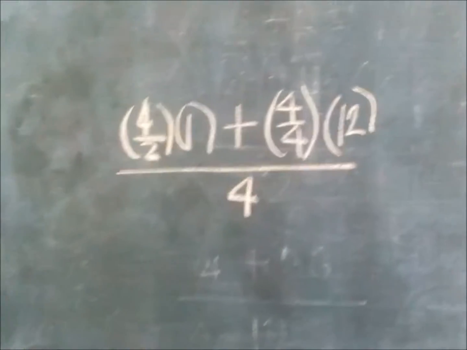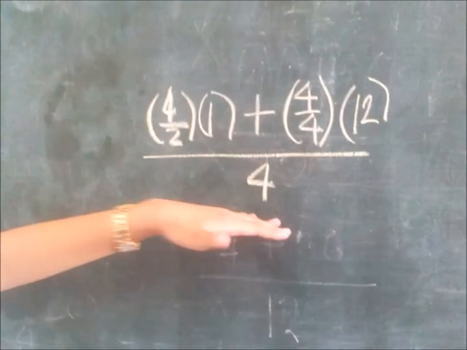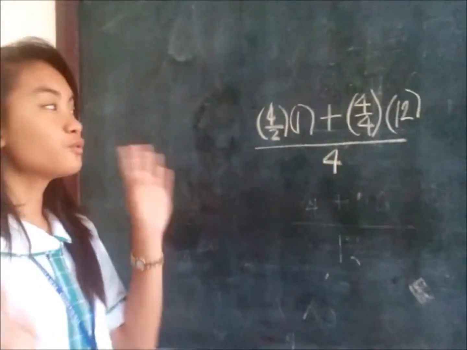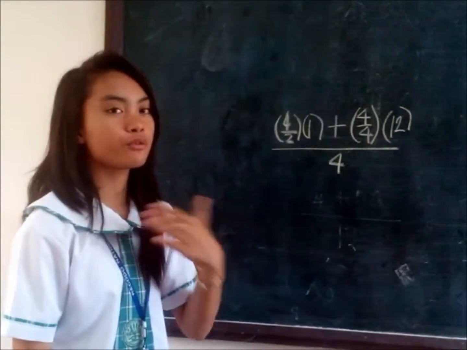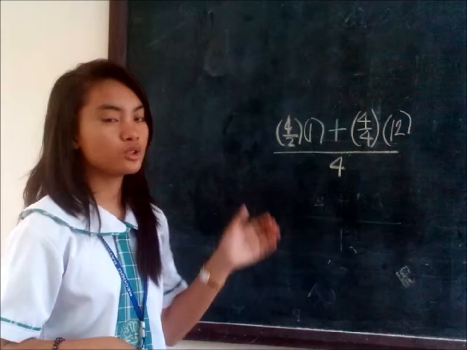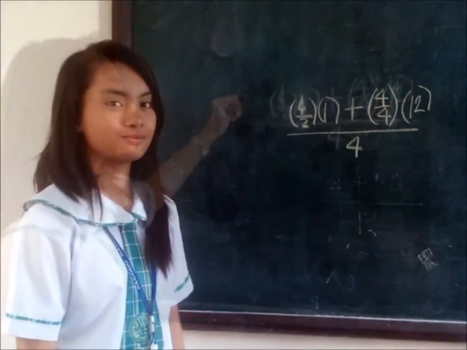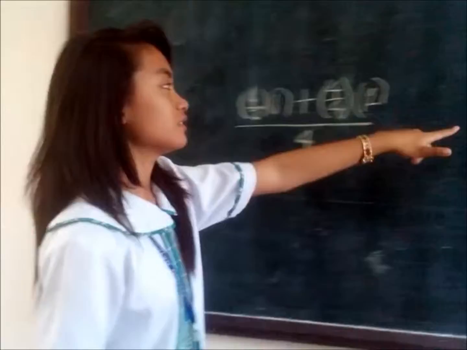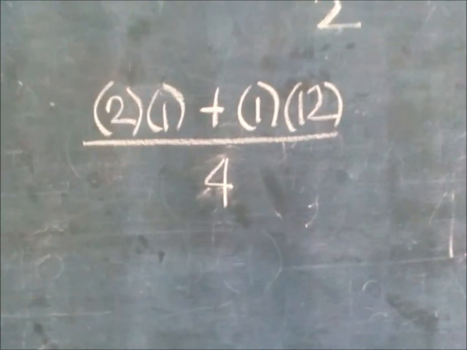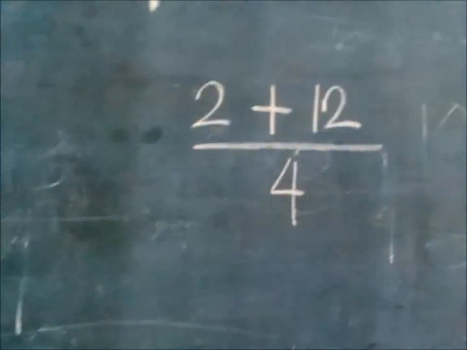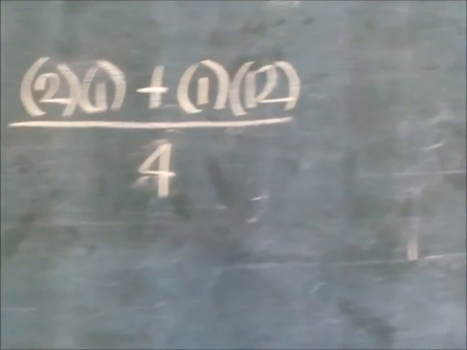On the other side, let's divide the new denominator 4 by the original denominator 4. 4 divided by 4, again multiply it by the numerator, which is 12. 4 divided by 2 is equal to 2 times 1 over here. And 4 divided by 4 equals 1 times 12. Let's multiply it. 2 times 1 is equal to 2, and 1 times 12 is equal to 12, over 4.